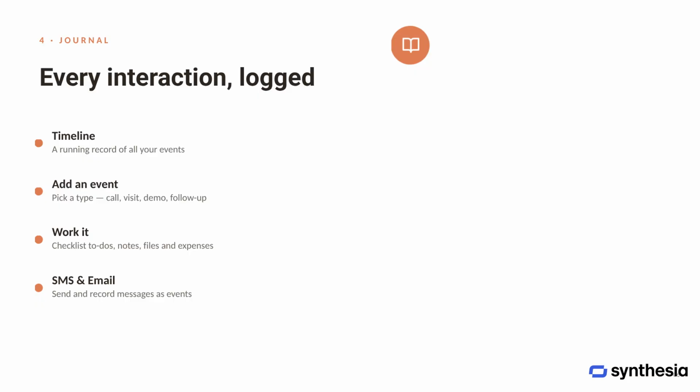The journal captures every interaction as an event. The timeline is a running record of everything that's happened. To log something new, you pick an event type: a sales call, a site visit, a product demo, a follow-up, and BizJournal drops in a ready-made checklist of to-dos for that kind of event. As you work it, you tick off tasks, add notes, attach files, and record expenses. You can even send SMS and email straight from an event, and the message is logged automatically.